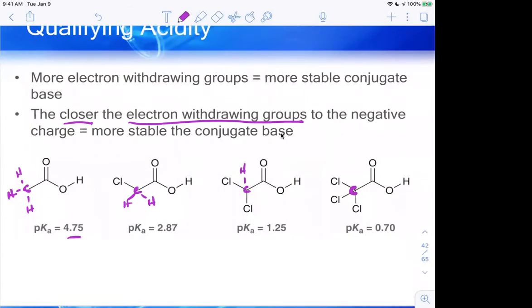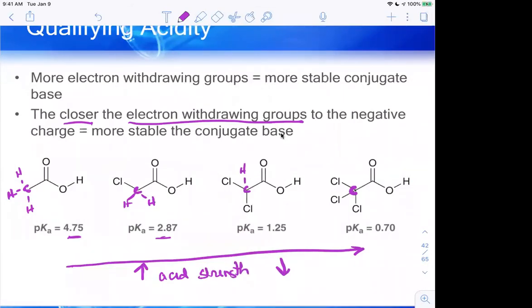Notice this trend in the pKa. As I go across here, I'm increasing acid strength because the pKa is decreasing. So this is much more acidic because of this inductive stabilization. The inductive stabilization is greater when there's 3 chlorines versus 2, and then when there's 2 chlorines versus 1, and then when there's 1 chlorine versus 0.